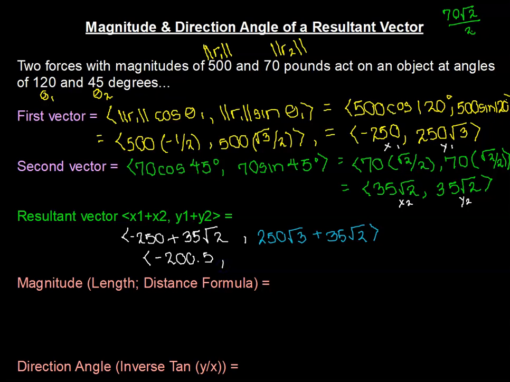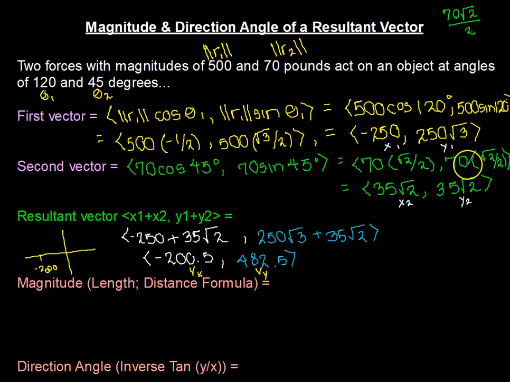And for the second one, taking 250 square root of 3 plus 35 square root of 2, I'll get 482.5. So this tells me that my resultant vector is in the second quadrant. Why? Because this is the x value for the resultant vector. I'm going to call this v sub x, and this is the y value for my resultant vector, v sub y. And this is at negative 200.5.